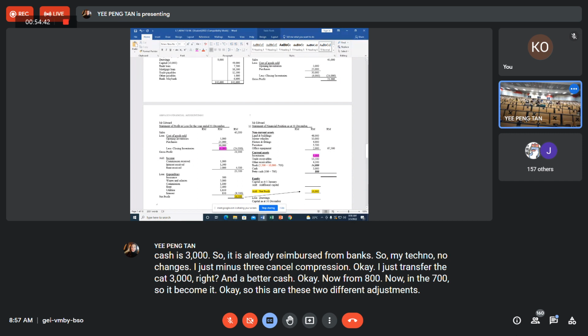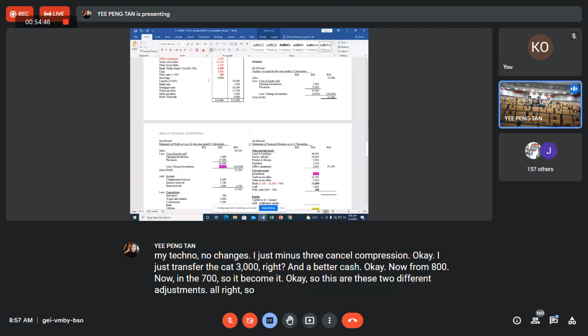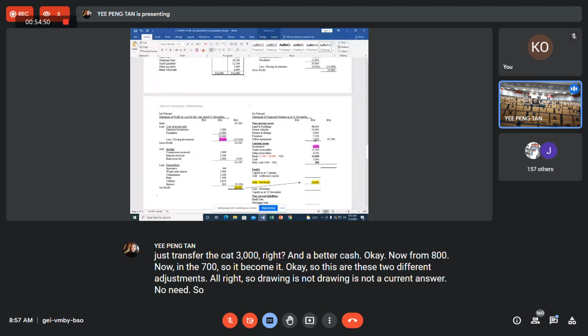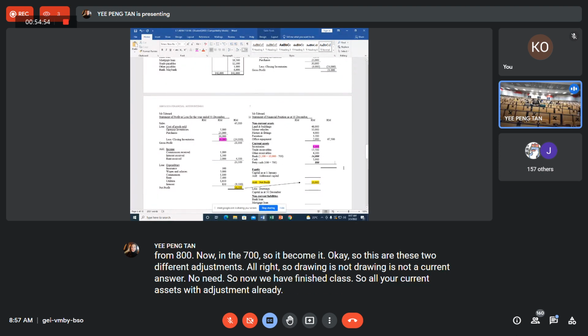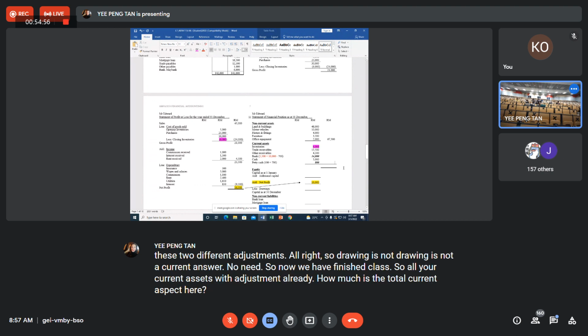Drawing is not a current asset, so no need. So now we have finished transferring all your current assets with the adjustment already. How much is the total current asset here? You should get 42,600. Do you get 42,600, everyone?